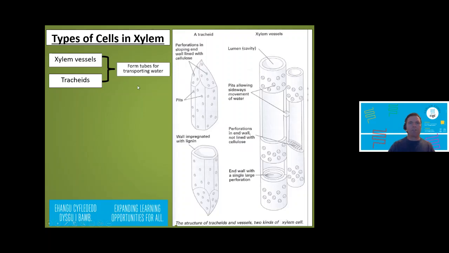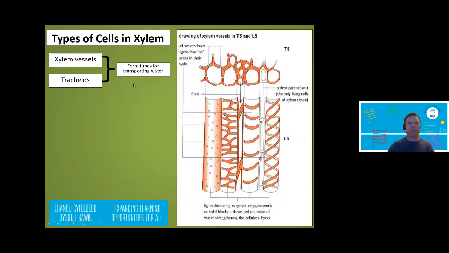So both xylem vessels and tracheids are responsible for transporting water, which we think is the be all and end all of the xylem. And yes, for all intents and purposes, that's all we're interested in. But there are other components to xylem tissue.